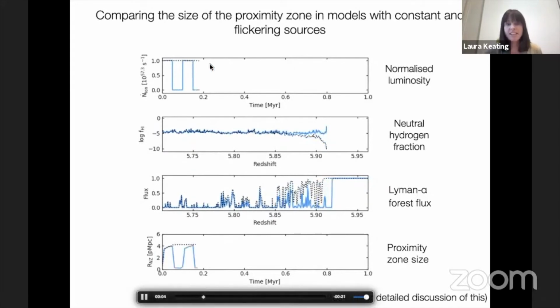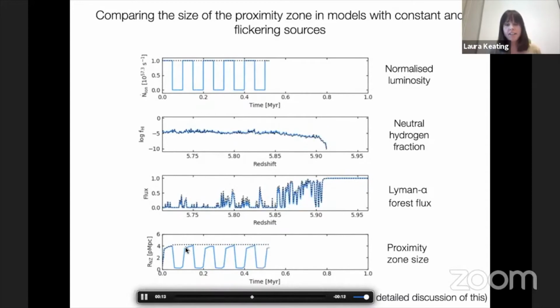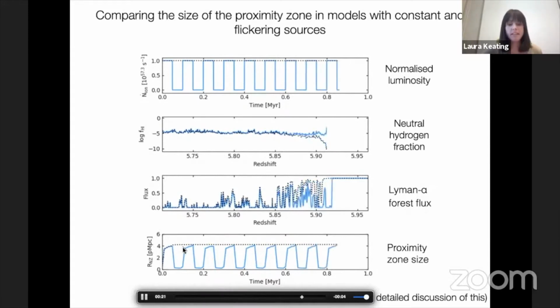So the black dashed line here is for a source that's on all the time. And you can see the proximity zone grows initially and then settles to one value. And in contrast, we have a source that turns on and off. That's the blue line. And you can see that in this case, when the source is on, the proximity zone is very close to the equilibrium value that is found by the constant model. But when the source turns off, all the gas close to the quasar recombines and the proximity zone becomes smaller. So you can get this evolution in the proximity zone size with the quasar luminosity.